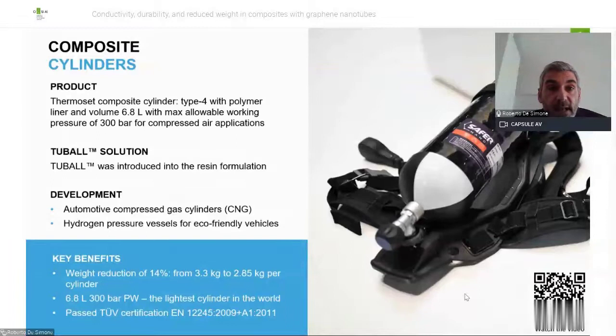And this kind of development was done to achieve this type 4 polymer cylinder for automotive compressed gas and for hydrogen pressure vessel. The main benefit is that we are able to reduce the weight by 14%. So we moved from 3.3 kg to 2.85, and they will be easily able to overcome some specific standards for this kind of application listed in the slide.